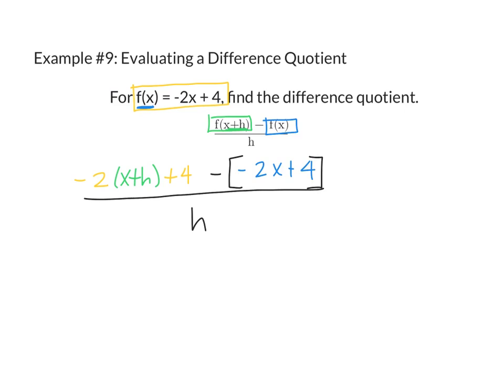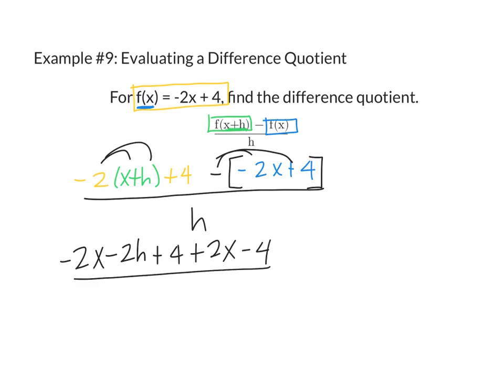So if I simplify, first I need to distribute that negative 2. That's going to give me negative 2x minus 2h plus 4. I still have the plus 4 left over. And then I'm going to distribute this negative to everything inside. That's why I wanted to put it in brackets. So if I distribute the negative inside, a negative 2x becomes positive 2x. A negative positive 4 becomes negative 4. And it's all being divided by h.